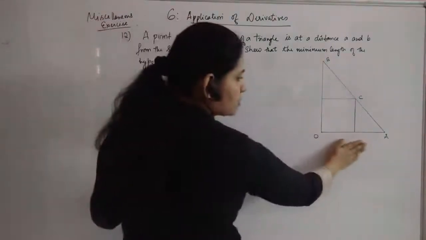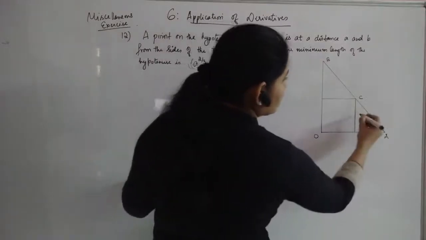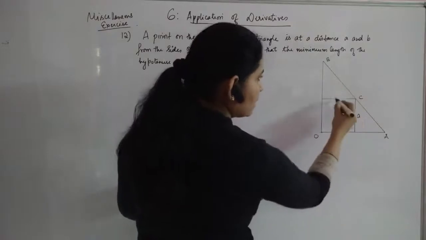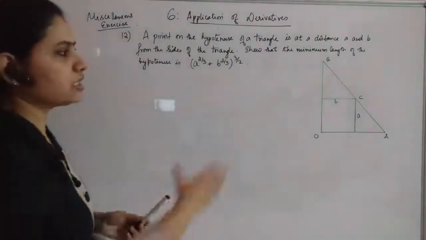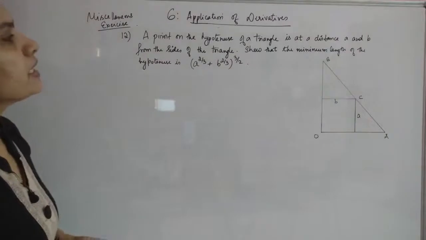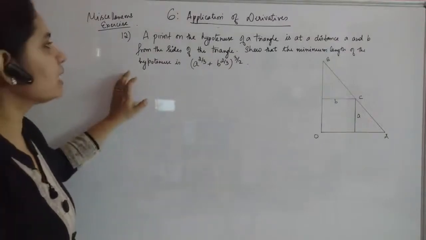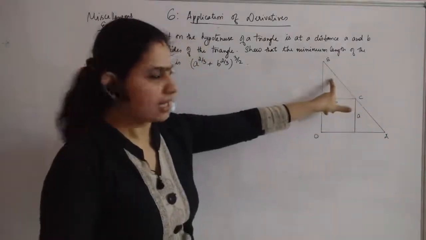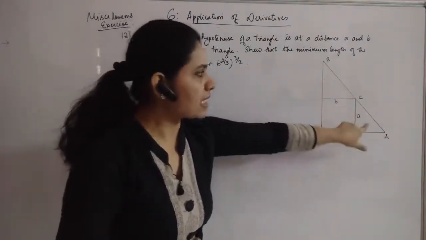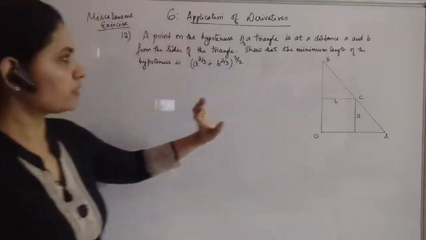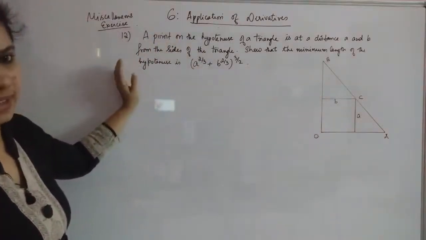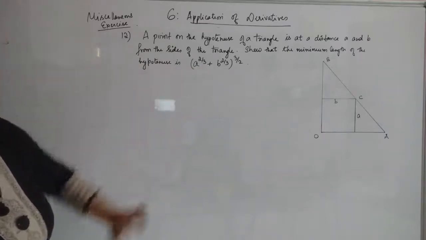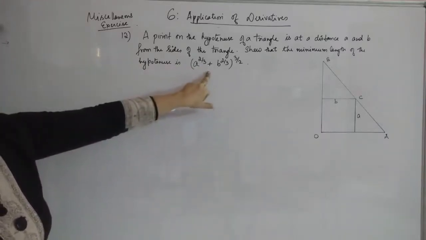So this is one side. From O we are taking it at a distance of A from OB, and from OA, suppose B. Okay, so these are the respective sides which we have taken. You have to show that the minimum length of the hypotenuse. What is the length of the hypotenuse? AB. So you have to consider AB as AC plus CB, and that should be minimized. That length should be giving you the minimum thing, and that is this one. The minimum length should be this. That is what you need to prove.